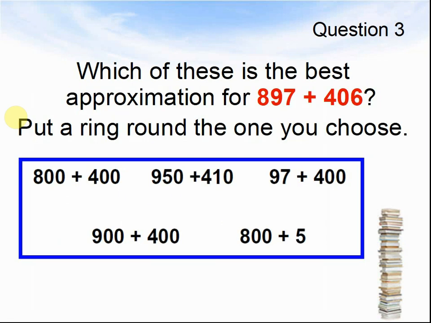Question 3. Which of these is the best approximation for 897 plus 406? Put a ring around the one you choose. Pause the video until you are ready for question 4. Here comes question 4.